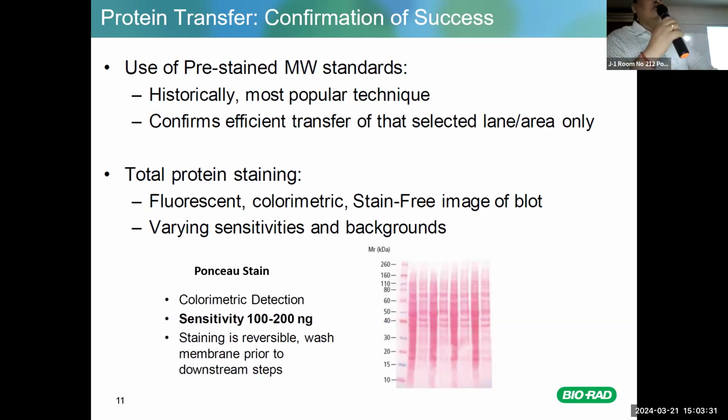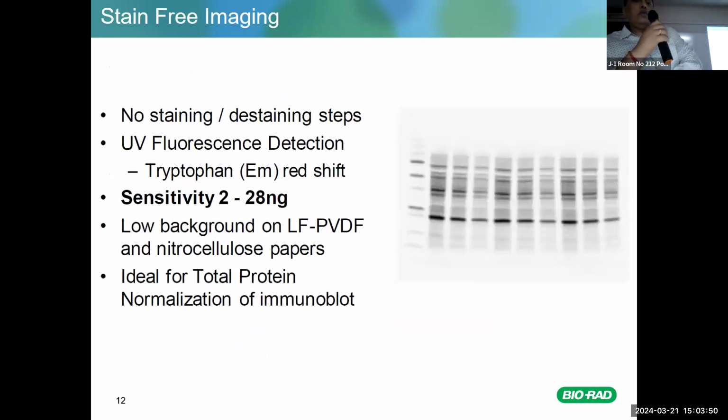Okay. So do we perform blocking before Ponceau stain or after Ponceau stain? After Ponceau stain, because if you block it initially, then the whole blot will look pink. Okay. So there is another method which we use in Bio-Rad.